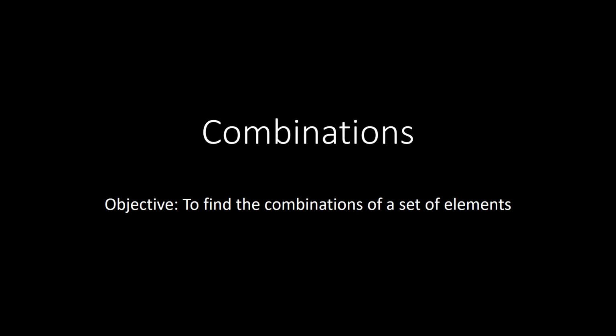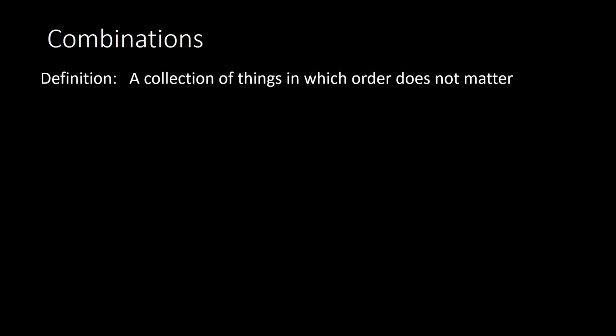In this lesson, you will learn how to find the combinations of a set of elements. So we need to define our terms. What does combination mean? Well, a combination is simply a collection of things in which the order does not matter. So the key word here is collection. That is different than permutation, because permutation is an arrangement in which the order does matter.